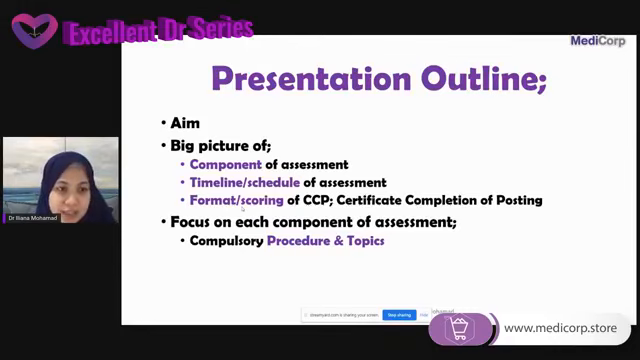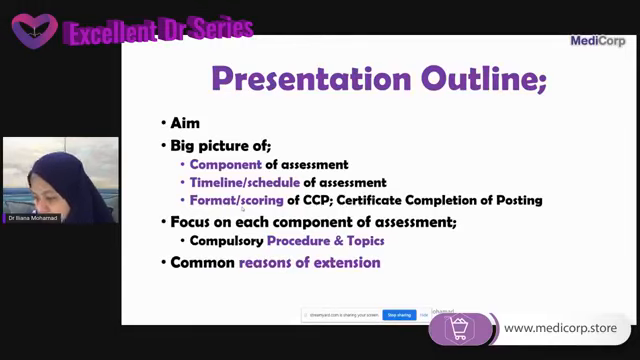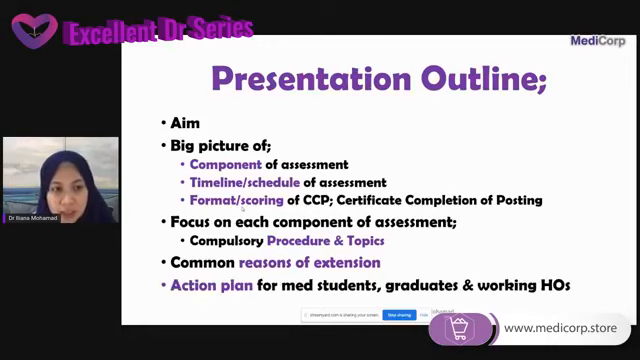After that we will zoom in on each component of assessment. Tonight we will be focusing on the compulsory procedures and topic. Then last but not least will be common reasons of extension, and we will end with action plans for you all, what you need to do having known all these assessment formats and common reasons of extension, whether you are a medical student, medical graduate, or working houseman as well.